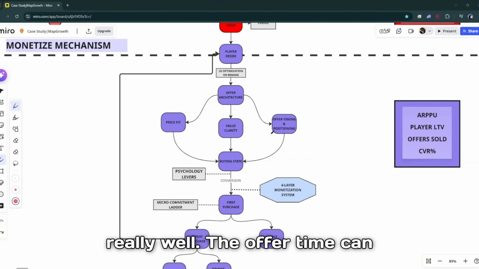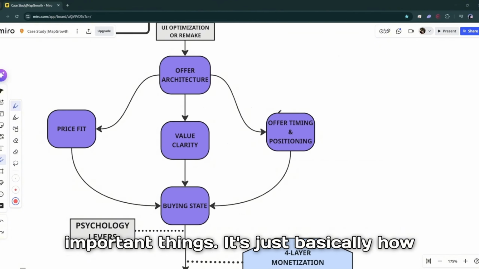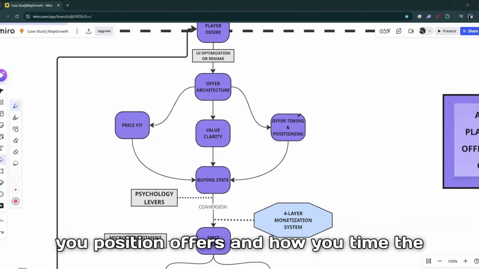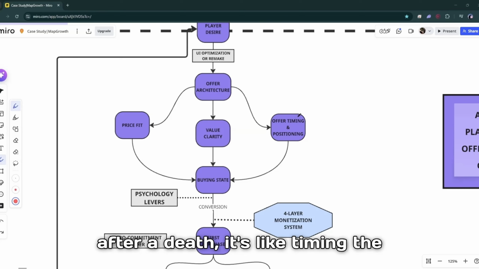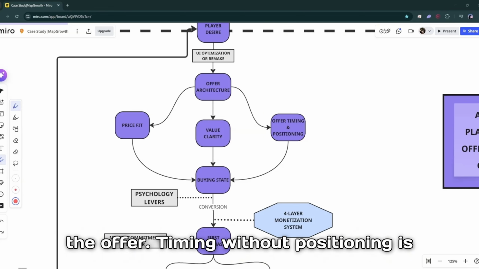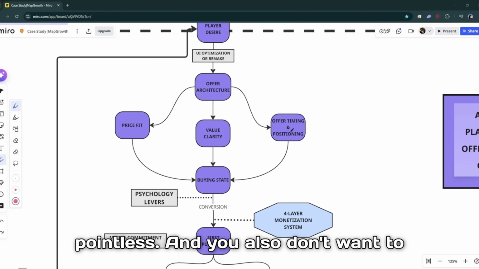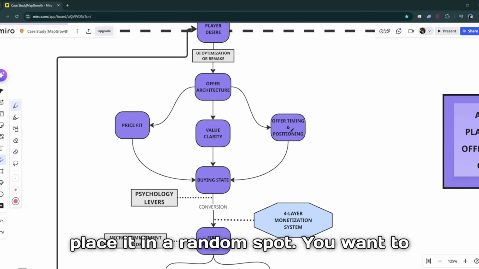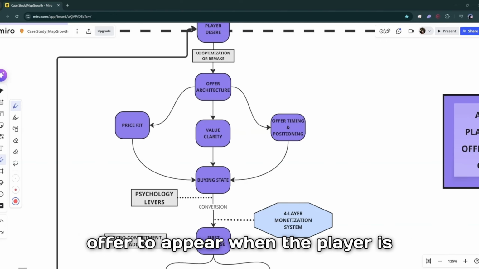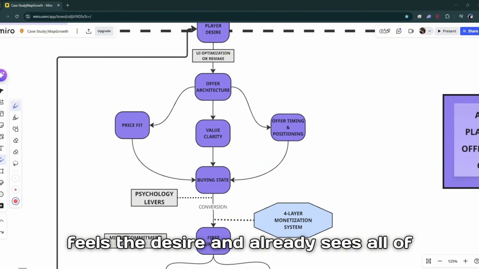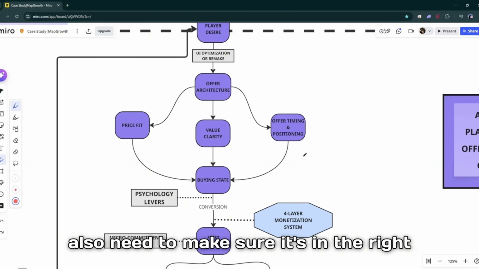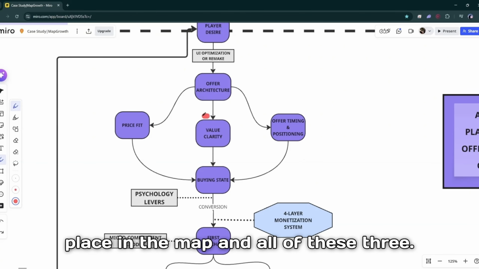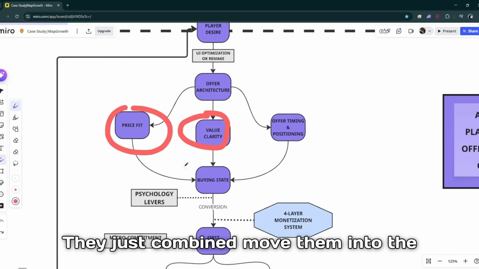The offer timing and positioning is probably one of the most important things. It's just basically how you position offers and how you time the offers. So, for example, after a win, after a death, it's like timing the offer in the perfect emotional state. But the offer timing without positioning is pointless. And you also don't want to place it in a random spot. You want the offer to appear when the player already understands the game, already feels the desire, and already sees all of the benefits from the value clarity. You also need to make sure it's in the right place in the map. And all of these three stages combined moves them into the buying state.